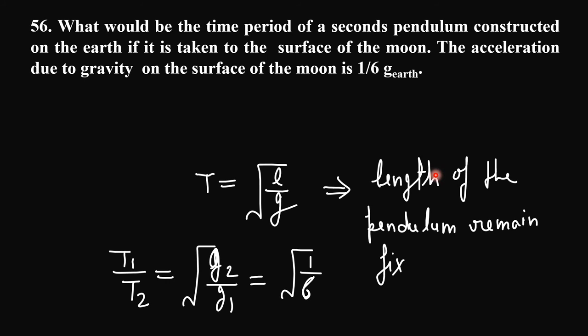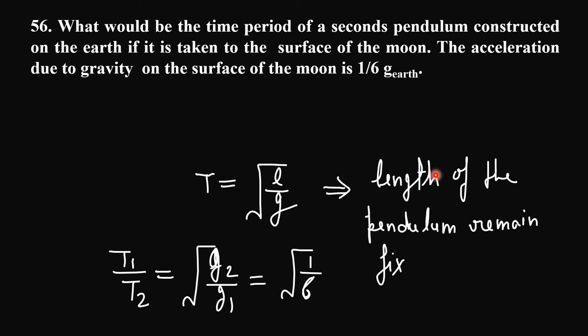So try to solve all questions first by yourself. If you are not able to attempt these questions, then see the solution. Okay. The next question is, what would be the time period of a second pendulum constructed on Earth if it is taken to the surface of the moon?